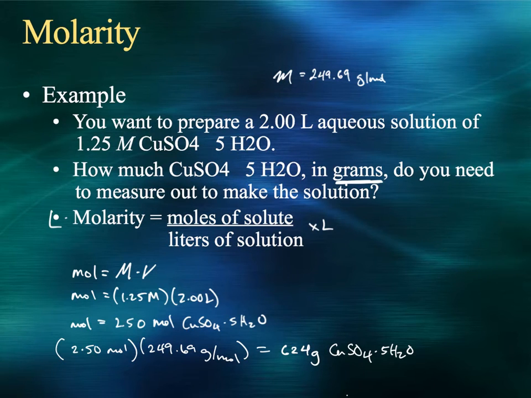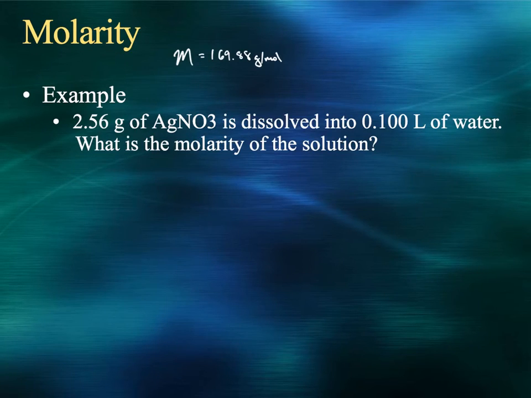So you'd have to weigh that out on the scale, and then you'd end up with a 1.25 molar solution if you put that in 2 liters of water. Another example here. 2.56 grams of AgNO3 is dissolved into 1.100 liters of water. What is the molarity of the solution?